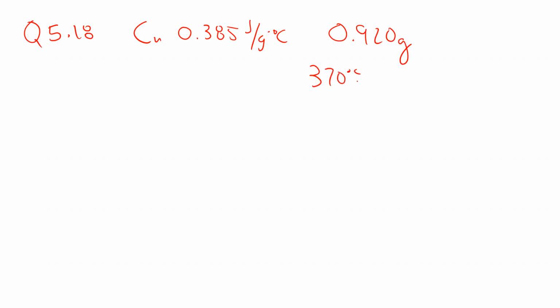All right, so question 18 from the reading, they tell you copper has a specific heat of 0.385 joules per gram degrees Celsius. And we have a 0.920 gram sample of copper, and it goes from 370 degrees Celsius all the way down to room temperature, 25 degrees Celsius. Basically, what's the heat released, right? Looking for the heat for copper that's released.